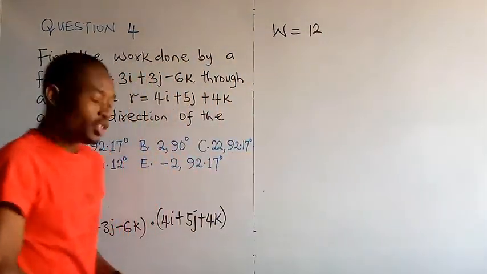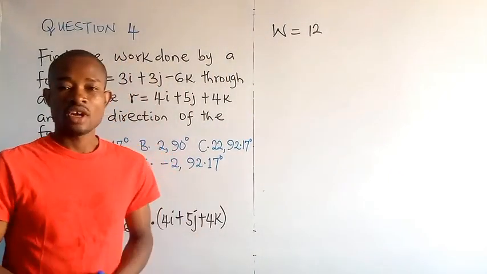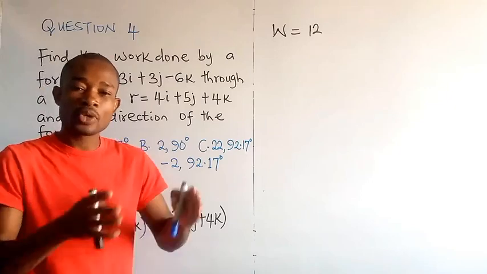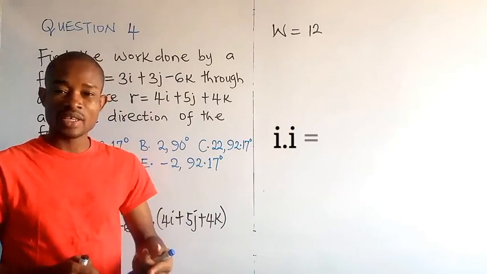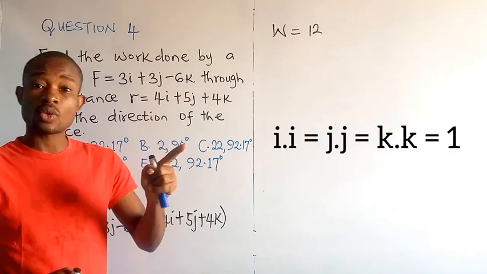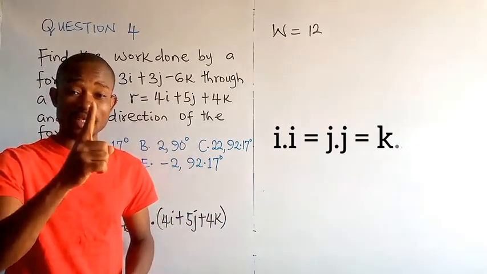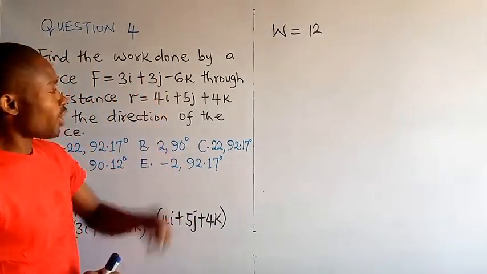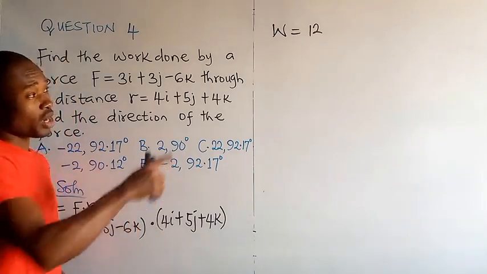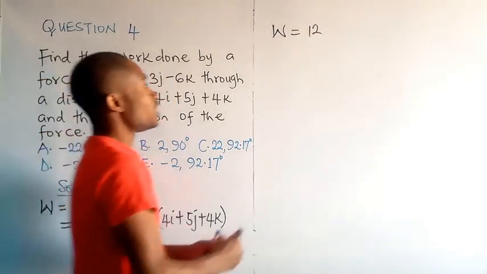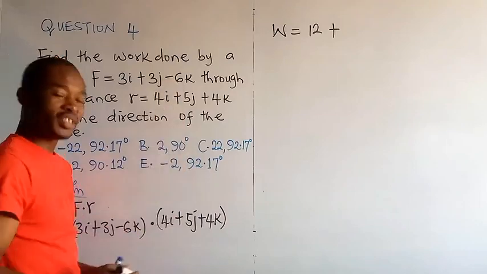Now we have i dot i. Based on the definition of scalar product of two quantities, i dot i is equal to j dot j is equal to k dot k, and the answer is always 1. So if i dot i is equal to 1, 1 times that 12 will give us 12. In scalar product, dot product, simply add up the things you're going to get.